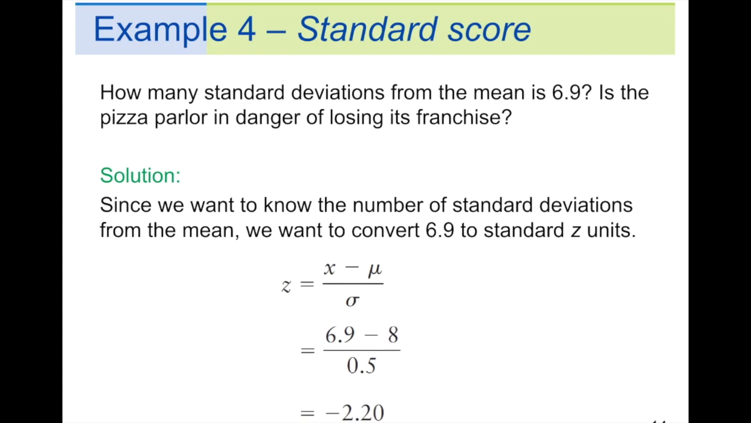Since we want to know the number of standard deviations from the mean, we want to convert 6.9 to standard z units. So we do 6.9 minus mu, which is 8, and divide by the standard deviation, 0.5. And that comes out to negative 2.20. So that means the pizza parlor is not in danger of losing its franchise. It's pretty low, but not low enough to be dangerous.